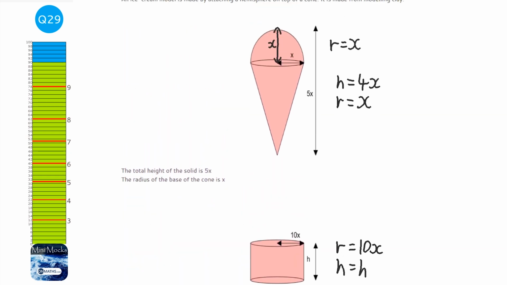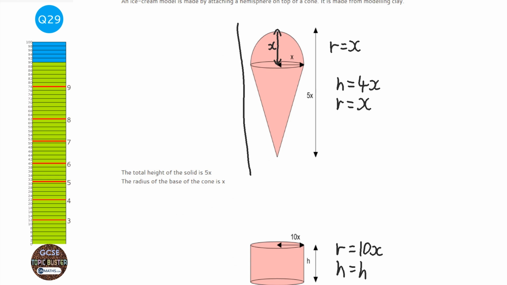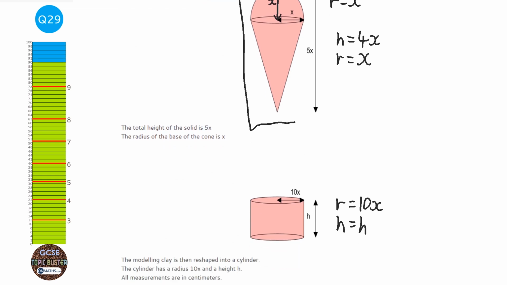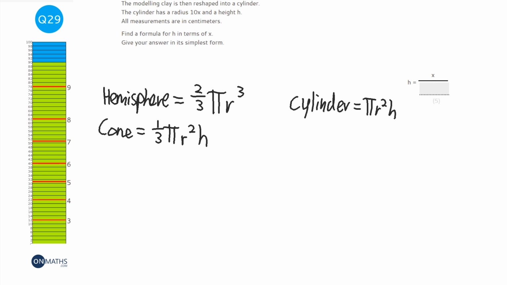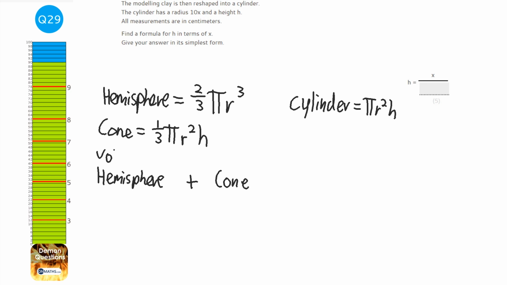Now let's have a look at what this question's saying. It's saying that this thing here is going to be melted down and used to create this. So that's just saying that the volumes are going to be the same. So if I add the volume of the hemisphere to the volume of the cone, it should equal the volume of the cylinder. So we know that a hemisphere plus the cone volume, and I should write volume here to show the examiner that I'm working with volumes, equals the volume of the cylinder.